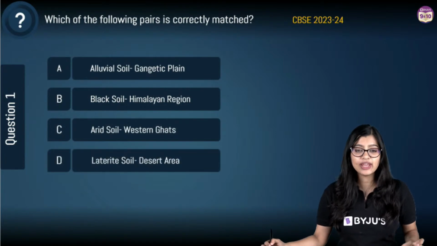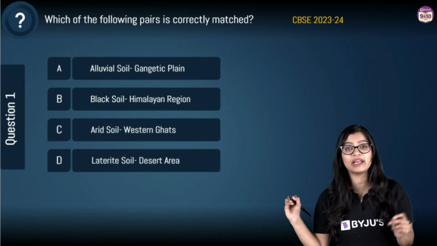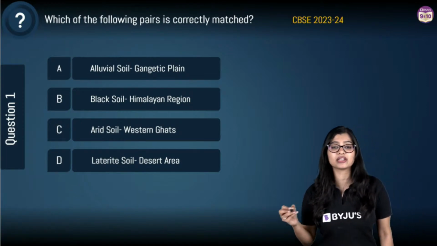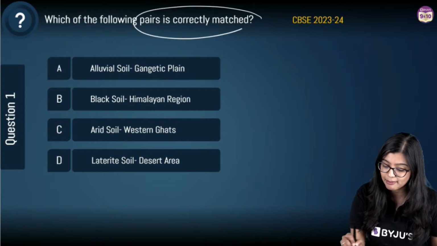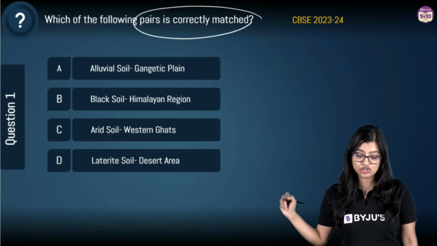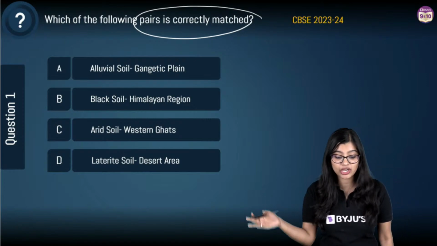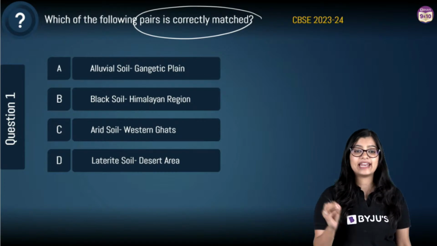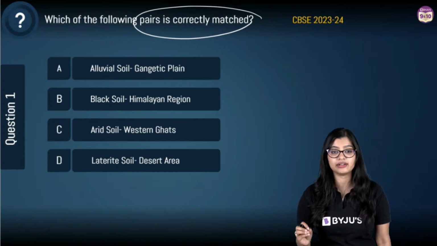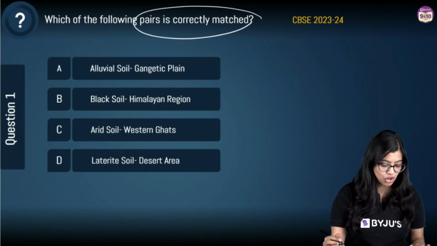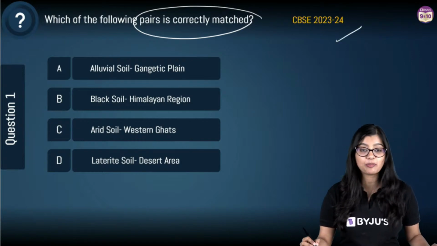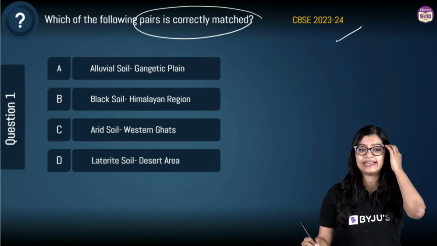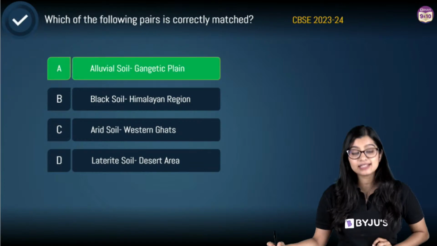Okay. Moving on to the first question. Some of these would be repeated questions, but it's okay. We can still solve them. First question is, which among the following pairs are correctly matched? We have alluvial soil and Gangetic plain, black soil in the Himalayan region, arid soil in the Western Ghats, or laterite soil in the desert area. Very simple and easy question. I'm sure all of you will be able to give me the answer at this point. Brilliant, all of you. Very good. The correct answer is option A.